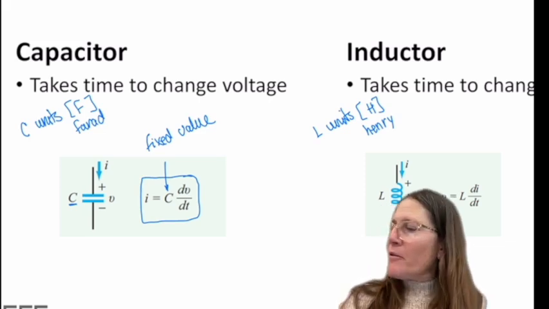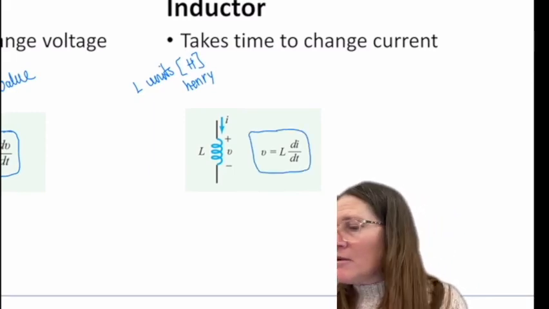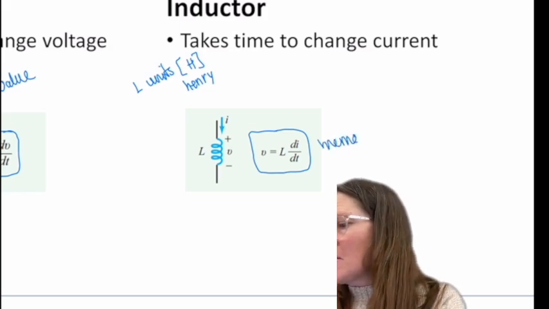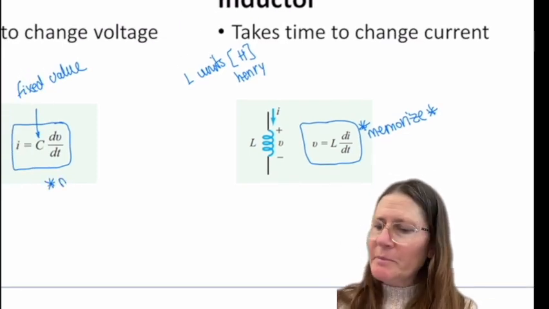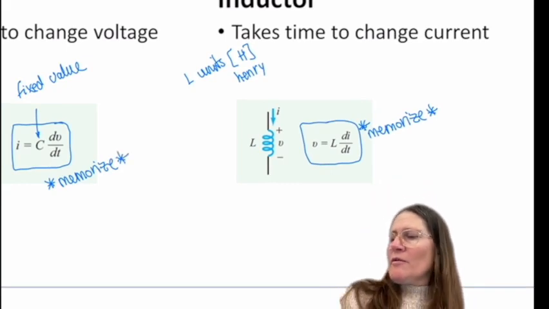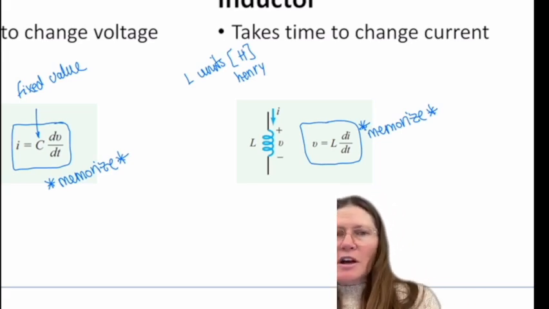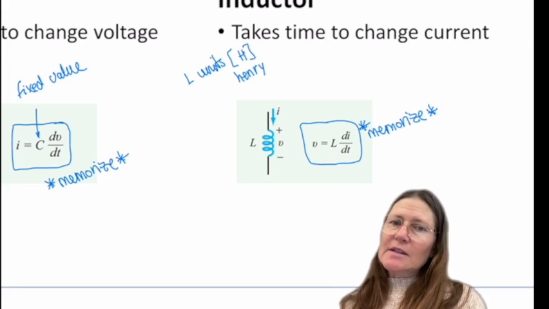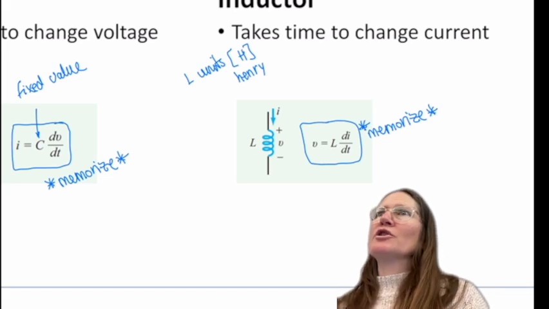For an inductor, again, memorize this equation and memorize this one. For an inductor, the voltage is going to be a function of the inductance that's fixed, and then it's the change in current over the change in time.